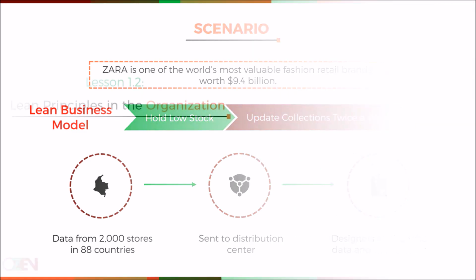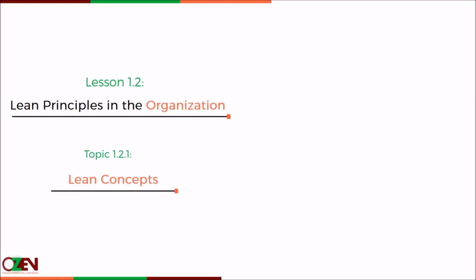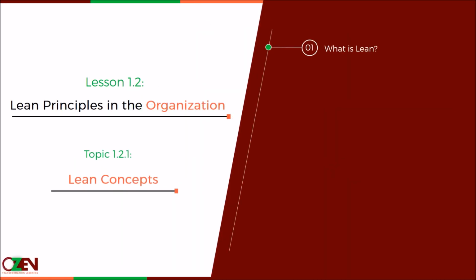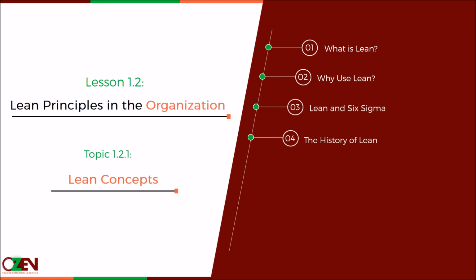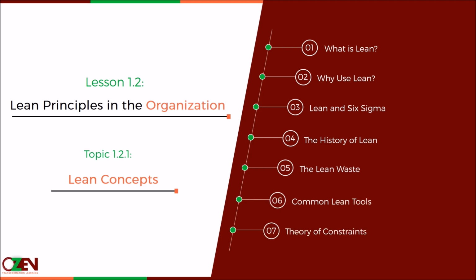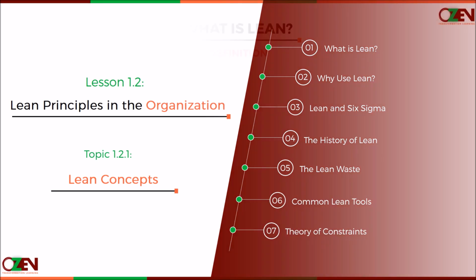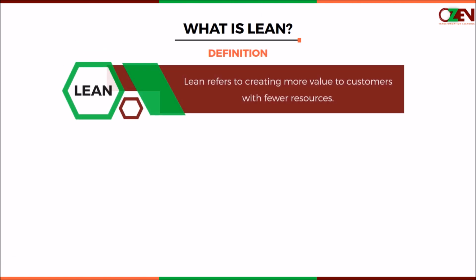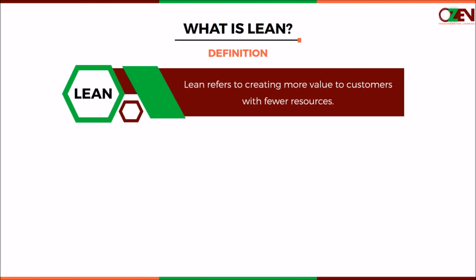Under the topic Lean Concepts, you will learn about what is lean, why use lean, lean versus Six Sigma, the history of lean, the lean waste, common lean tools, and the theory of constraints. The term lean refers to creating more value to customers with fewer resources. It means reducing unwanted activities or processes that do not add value to the product or service for the customer.